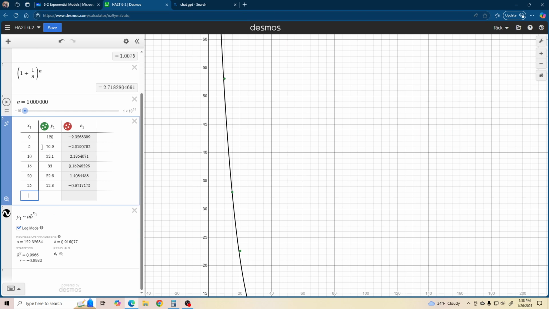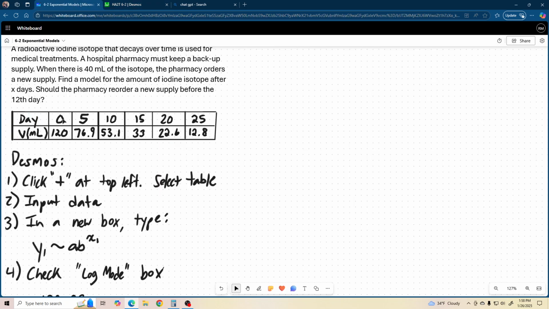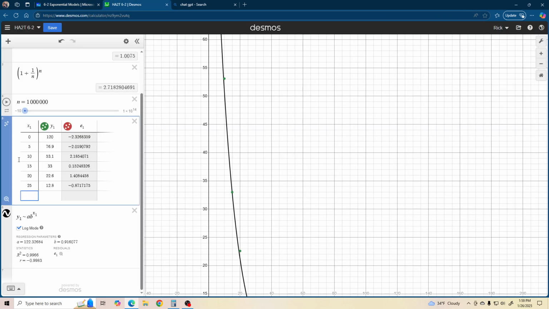I'm going to just erase that just to kind of show you. But yeah, and then what I did is for x sub 1, I filled in the list. This is our x values, the days, right? And then our y value is the number of milliliters. So that's what I did. I plugged in my x and my y.